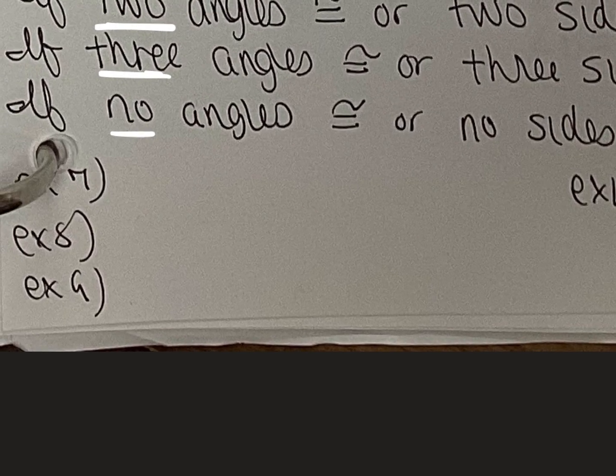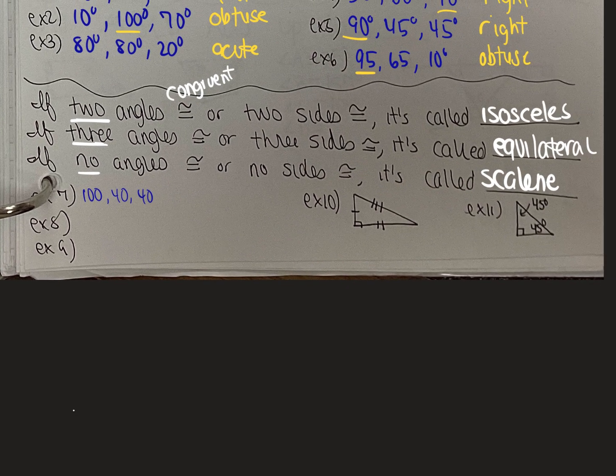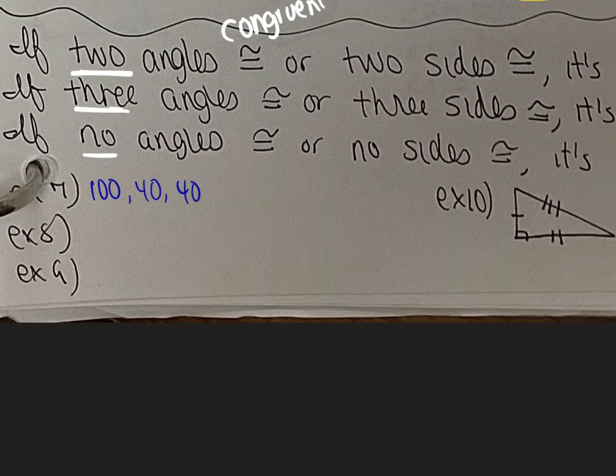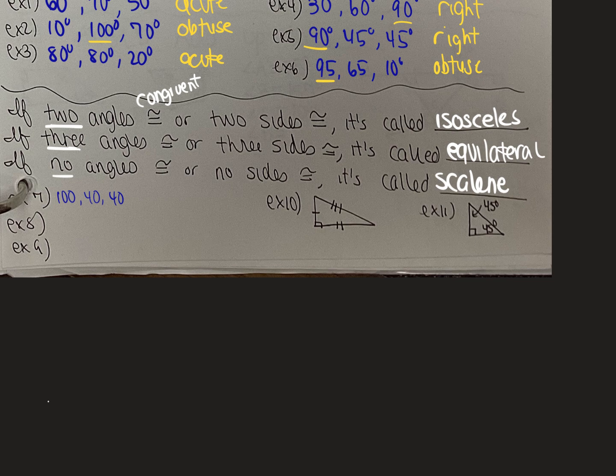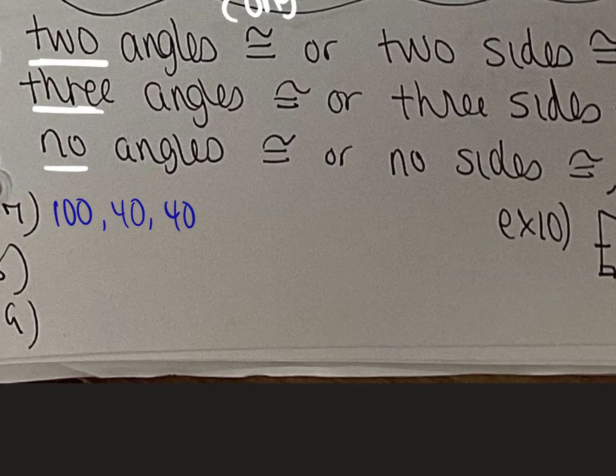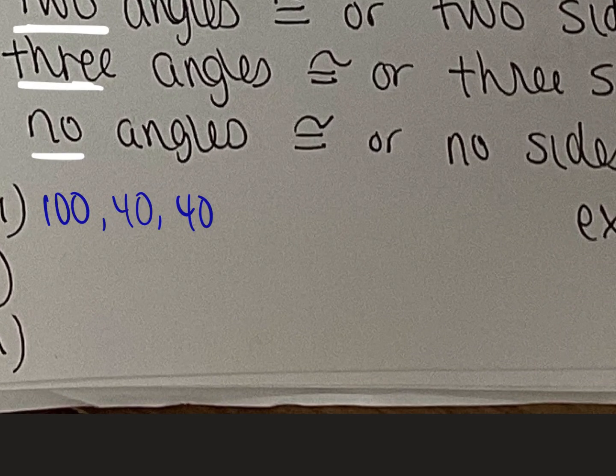Okay, example 7. Let's go 100, 40, and 40. 140 and 40. Give me 2 names. Do I want 2 names? Do I want 1 name? Let's just go 1 name. Is it isosceles, equilateral, or scalene? This one is isosceles. It has 2 that match.